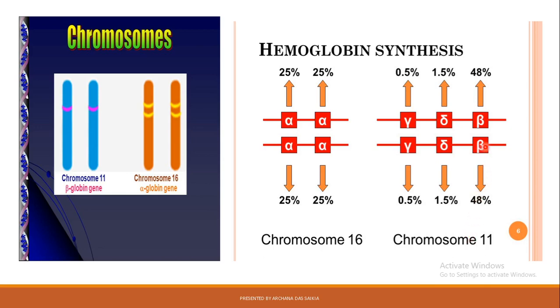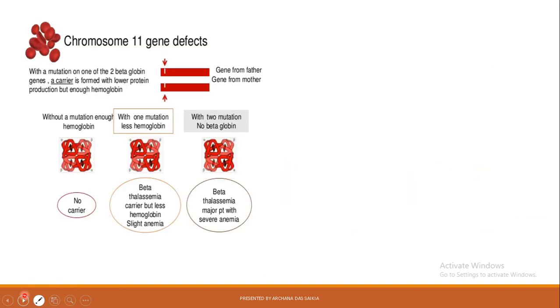So here, if one of the beta genes is defective, then definitely the beta globin chain will be defective. If both of them are defective, then a major portion of the beta globin chain will be defective. Likewise, suppose 3 alpha genes are defective, then a major portion of the alpha globin chain will be defective. So that is how it happens.